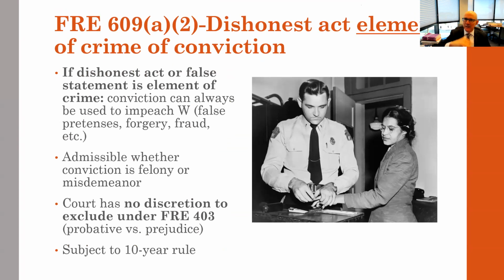If the prior crime is one for a dishonest act, then the conviction is coming in. The conviction is coming in. And if the informant has a prior for a dishonest act, there's no need to do a 403 analysis. That conviction is coming in. We have the right to bring it in, regardless of what the prosecutor says. So if you're talking about a conviction for fraud, false pretenses, etc., that's coming in. It is, however, subject to the 10-year rule.